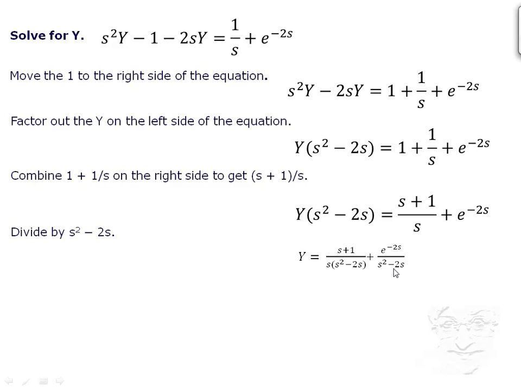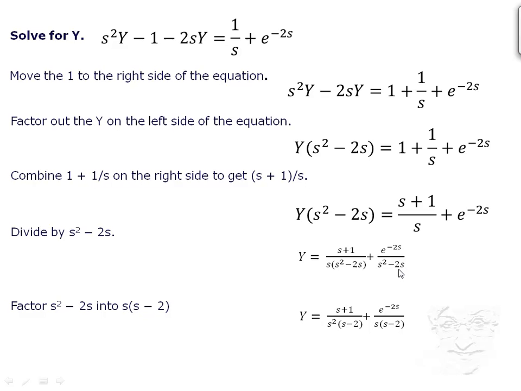Notice that s squared minus 2s can be factored. You could factor out the s. Factoring out the s will give you an s squared in the first denominator times s minus 2, and you get s times s minus 2 on the second fraction.